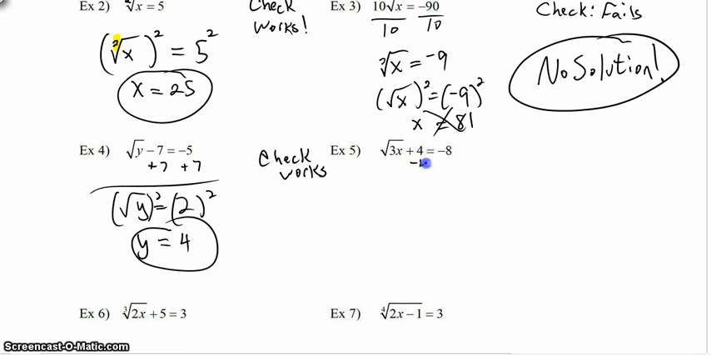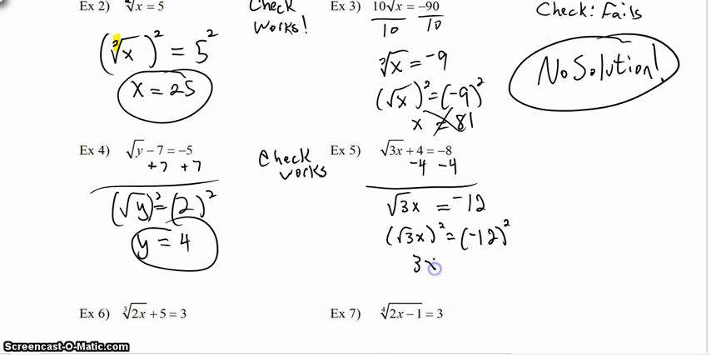Moving on to number 5, we can subtract a 4 from both sides to get our radical alone. To get that radical by itself, always deal with addition or subtraction before you divide. You'd have radical 3x equals negative 12. Now I'm going to square the left side and square the right side.